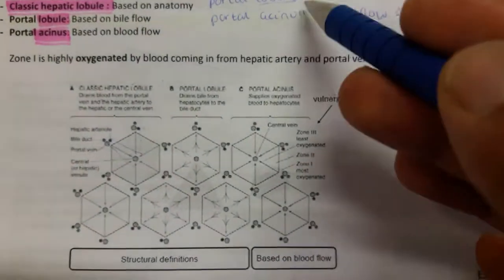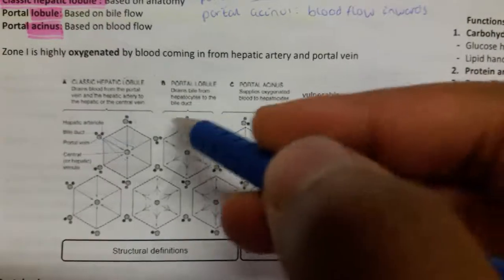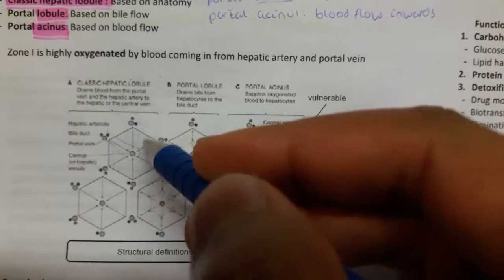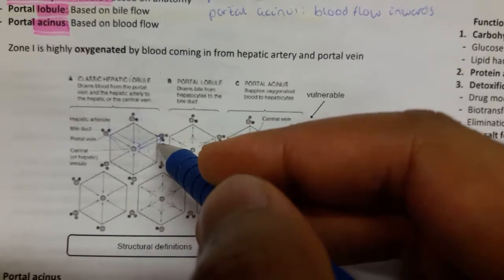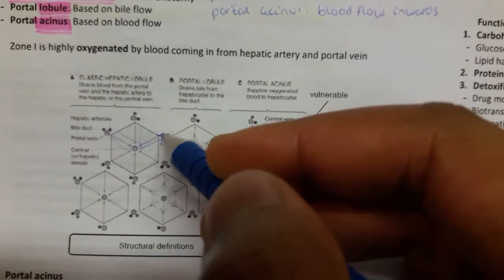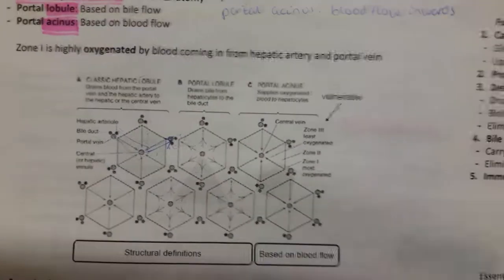You can also look at it as a portal lobule. And in terms of the portal lobule, basically the bile flows outwards, because remember the bile is produced by the hepatocytes and flows out to the branch of the bile canaliculi to flow into the bile duct.